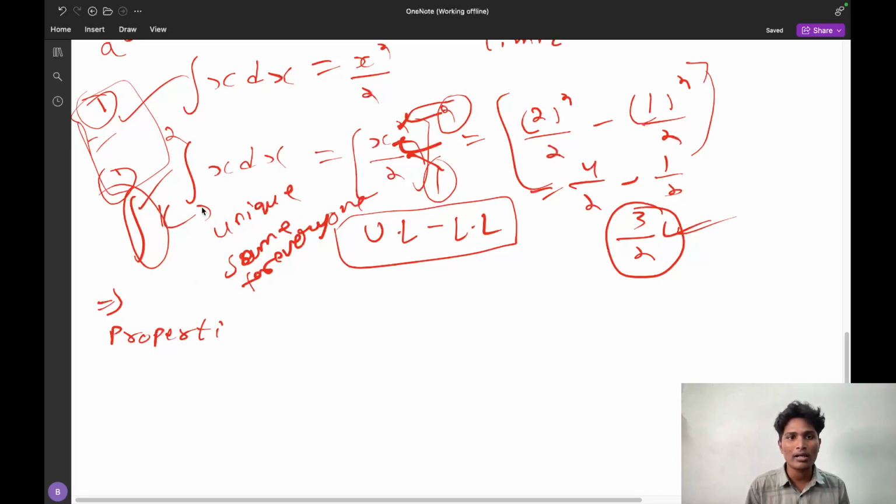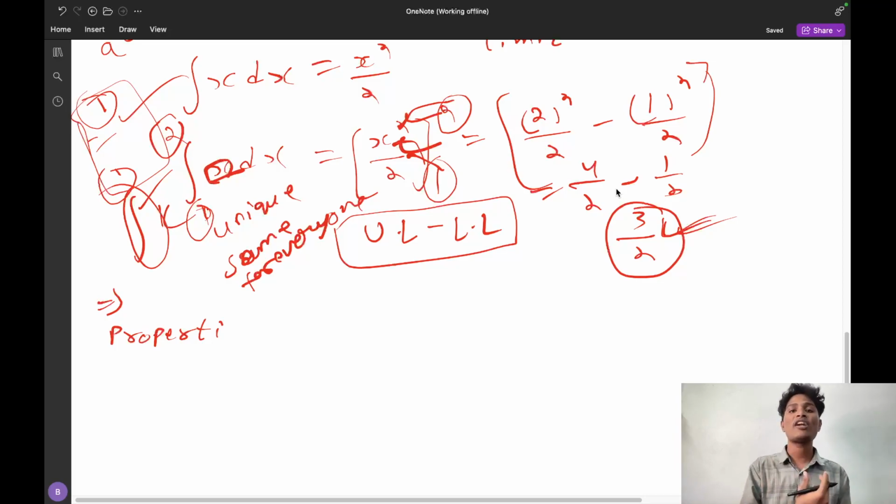Suppose the limits I have applied are 1 and 2. If anyone solves the integral of x dx in another way, after substituting the limits 1 and 2, I have to get 3 by 2 only, not another value. That is the reason definite integration has a fixed value for everyone. Even if they solve it with different approaches, they will get only the fixed value. It is a constant value.